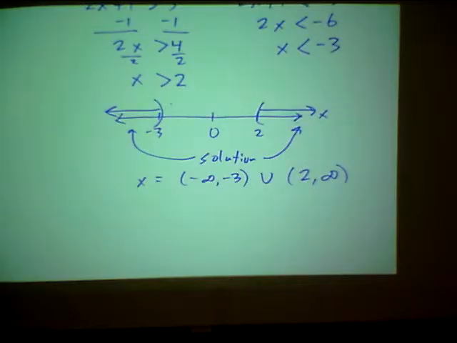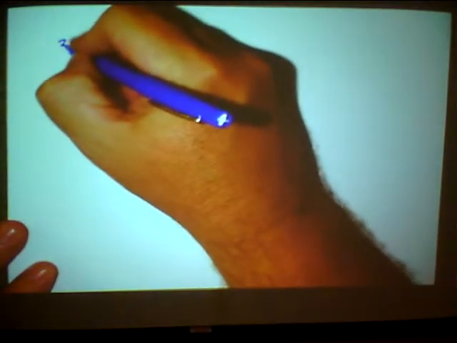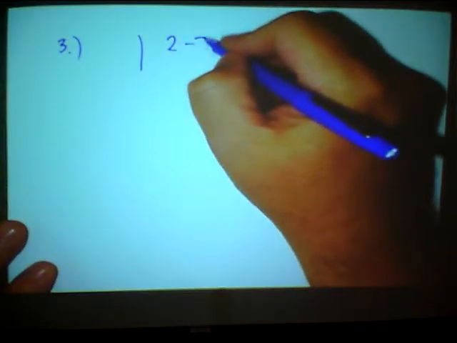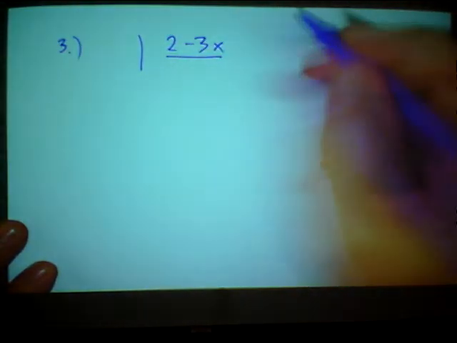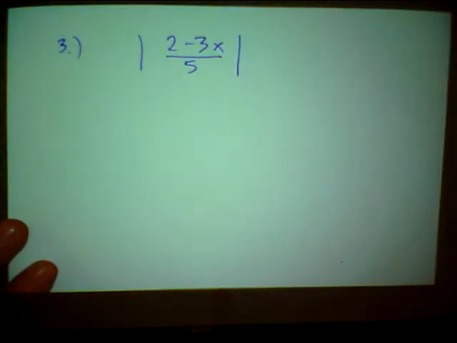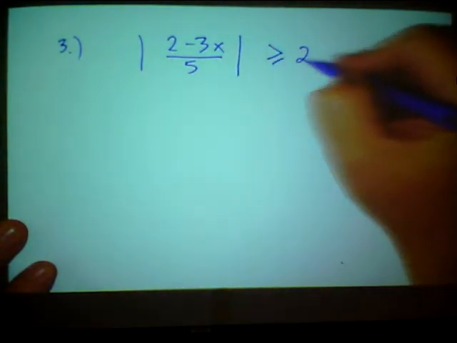So the first example, the 2 lines, when we graph them, crossed. The second example, they did not. Let me just do one more example. This one looks a little complicated just because of a fraction, but really, I don't think it's too difficult. 2 minus 3x over 5, absolute value, all of that, greater than or equal to 2.